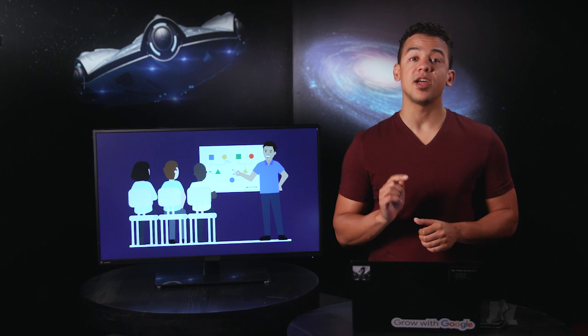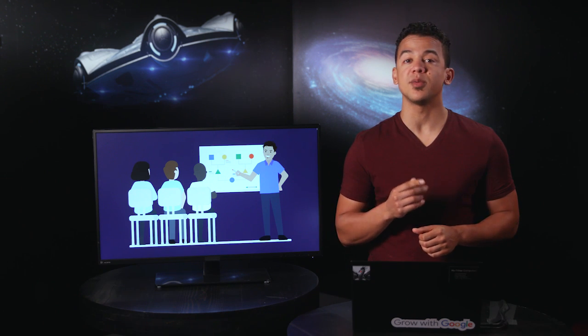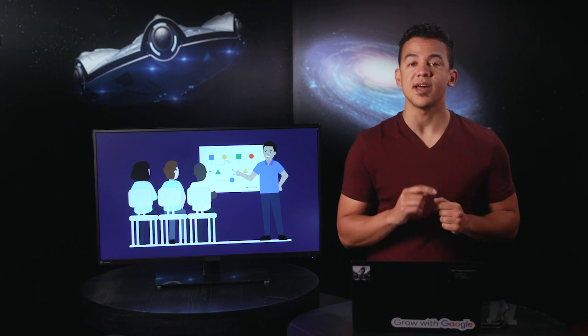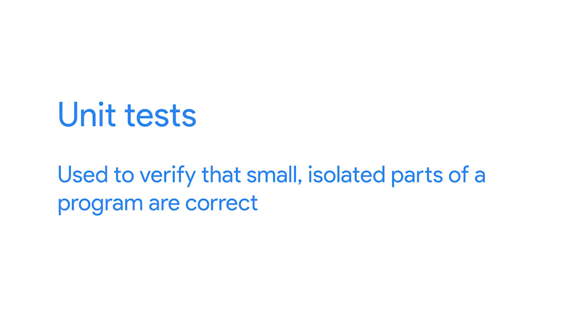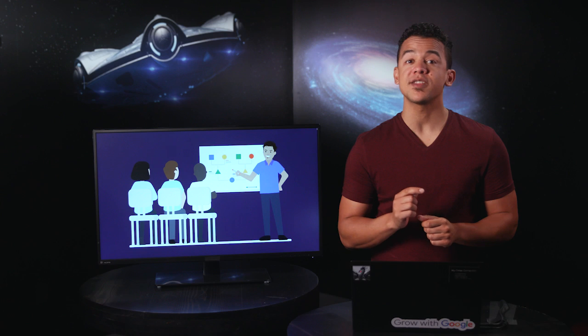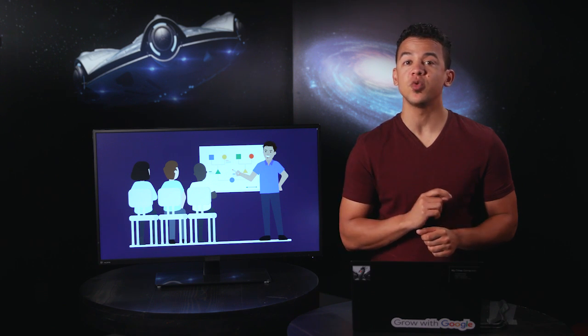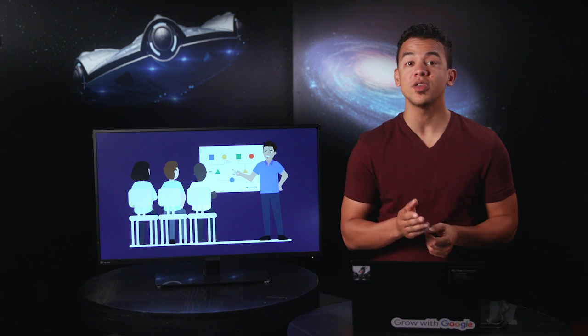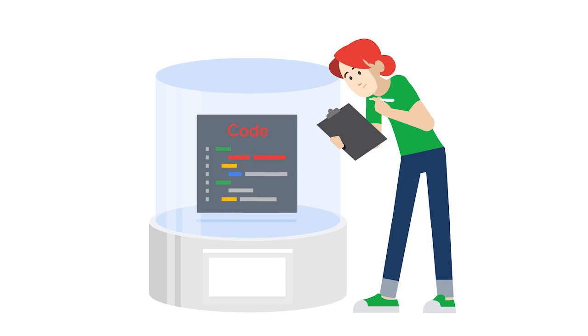As we mentioned, there are lots of different types of tests that we can write to perform automatic testing. The most common type is a unit test. Unit tests are used to verify that small, isolated parts of a program are correct. Unit tests are generally written alongside the code to test the behavior of individual pieces, or units, like functions or methods. Unit tests help assure the developer that each piece of code does what it's meant to do.